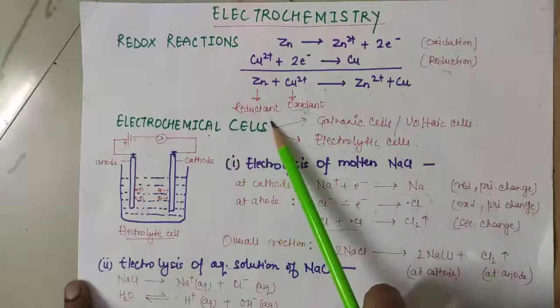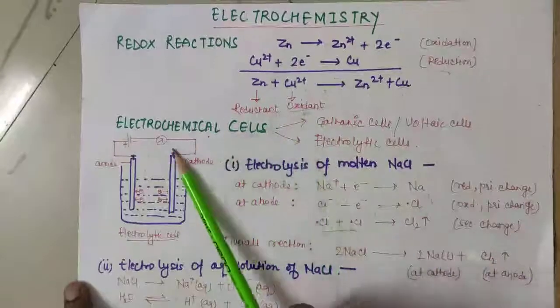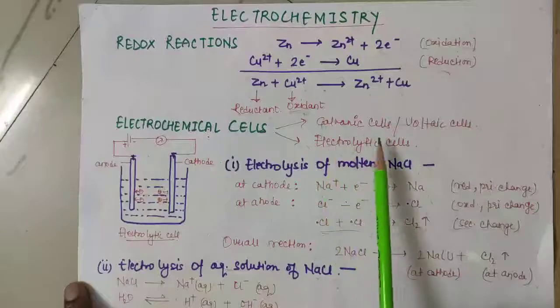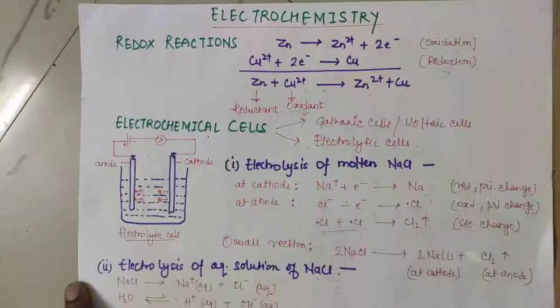Now the setup to bring about these types of electrochemical changes is known as electrochemical cells. They are of two types, galvanic cells and electrolytic cells. Let us understand these two types of cells by taking examples.